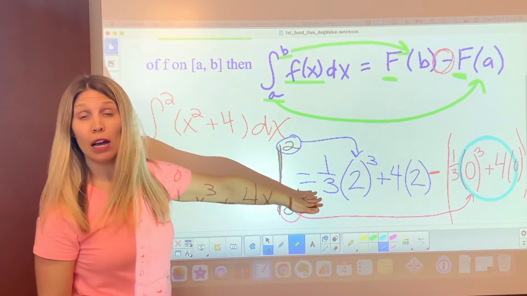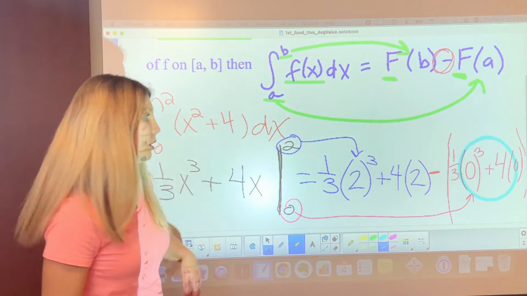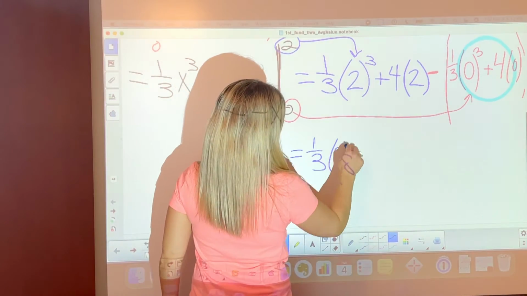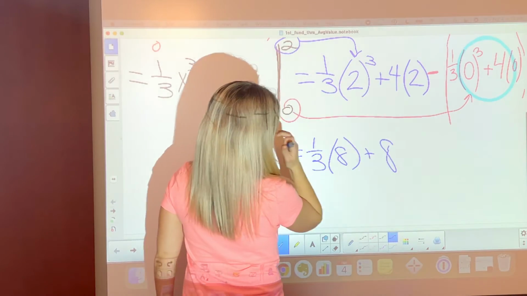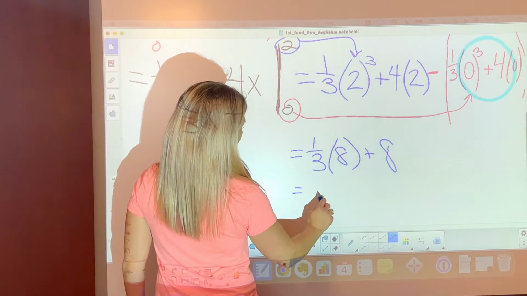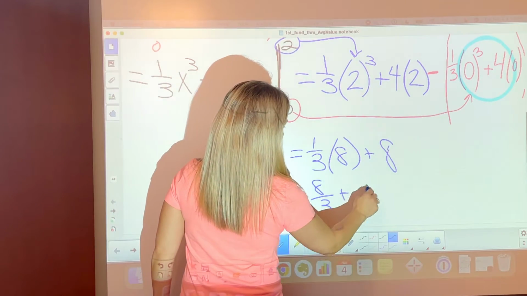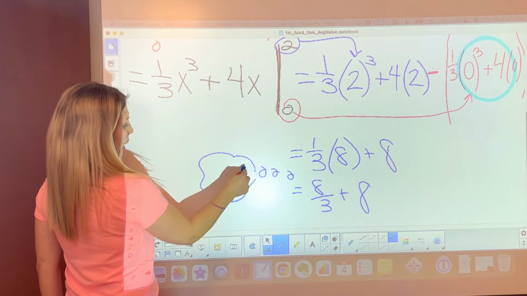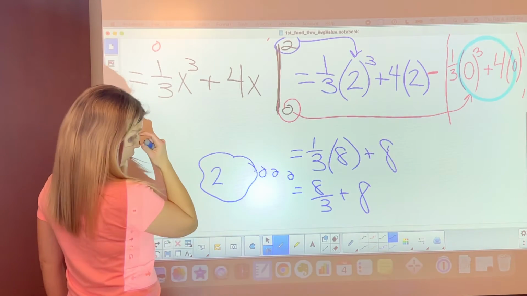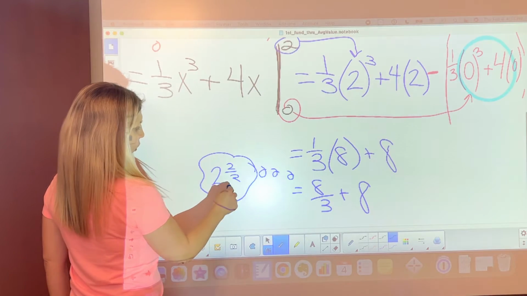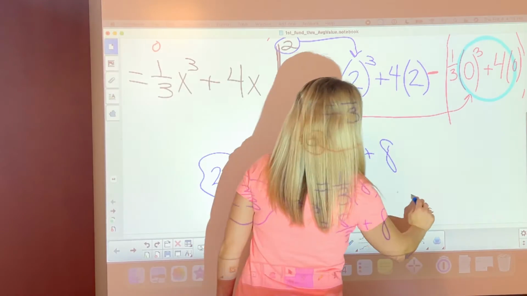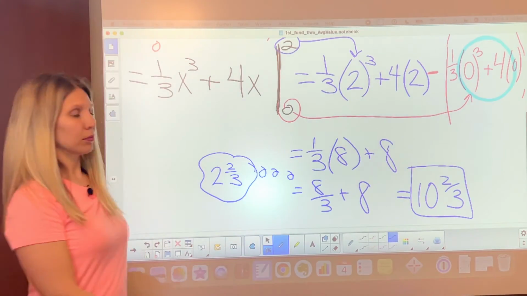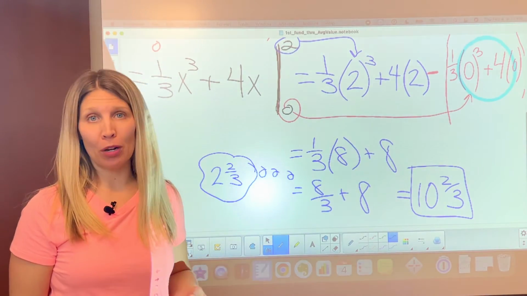And now we're just going to evaluate the part that we have in blue for our answer. So now we're left with 1/3 times 2 cubed, which is 8, plus 8 over here. This becomes 8 over 3 plus 8. And if you think about it, 3 goes into 8 two times with 2 left over. So you have 2 2/3 plus 8. So you have 10 2/3. And that's how you do the first fundamental theorem of calculus.